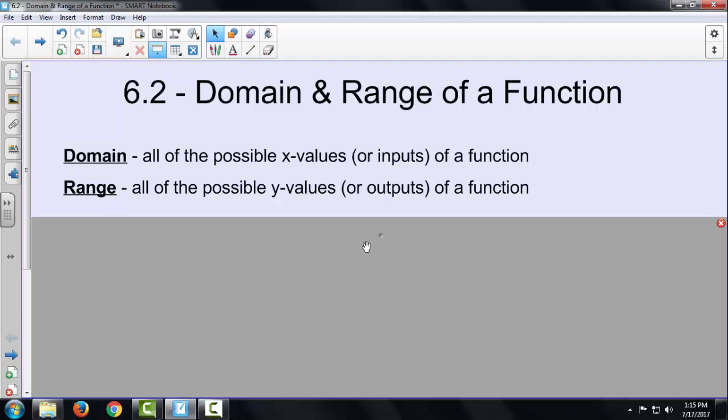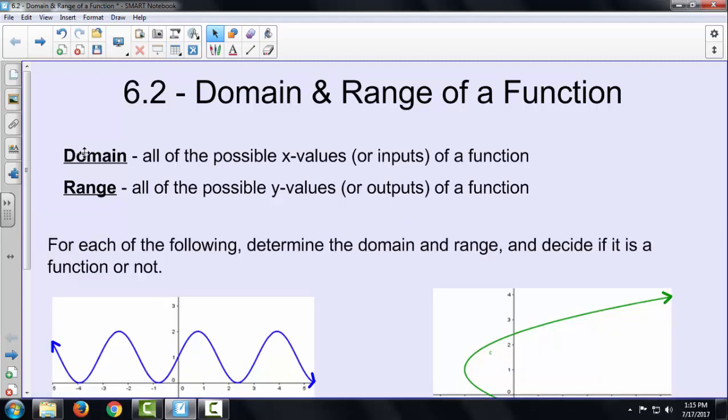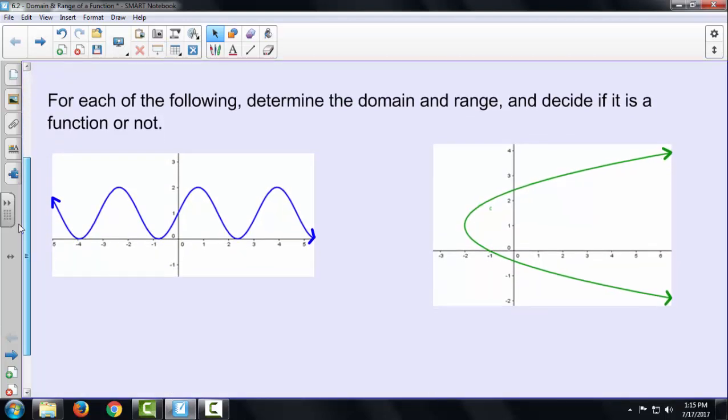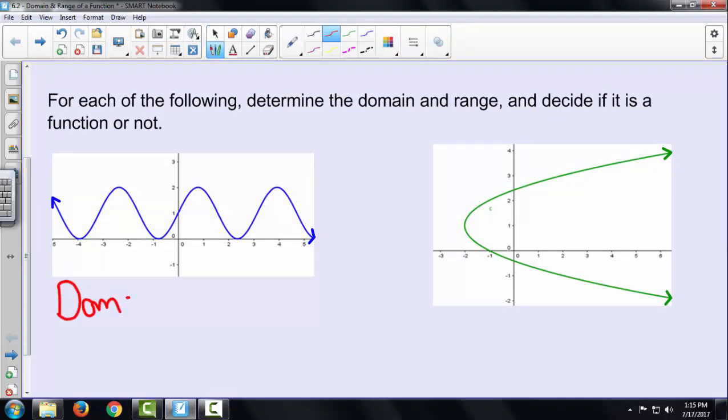So we're going to start by looking at what this means in terms of graphs and some ordered pairs, and then we're going to move on to what it means in terms of equations. So remember, domain is x's, range is y's. So for this first one, the domain is all the possible x values. Notice, remember, x's are horizontal axis, and this keeps going on forever.